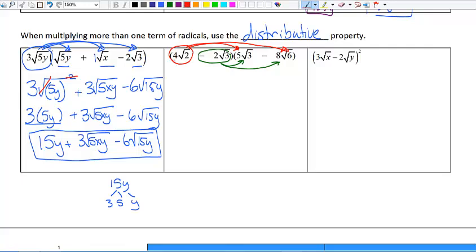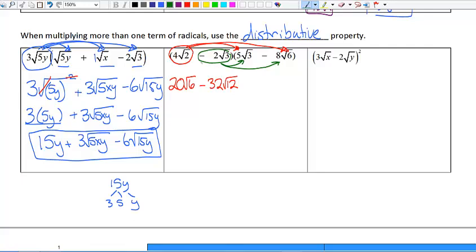On the first multiplication, 4 times the square root of 2 times 5 times the square root of 3. Multiply my outsides, I get 20. Multiply my insides, I get root 6. On the second one, I multiply the outsides, so it's 4 times negative 8 is negative 32. Multiply the insides, I'm getting the square root of 12.